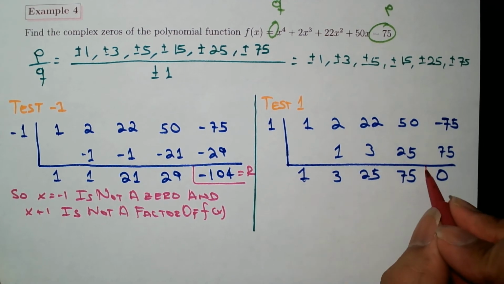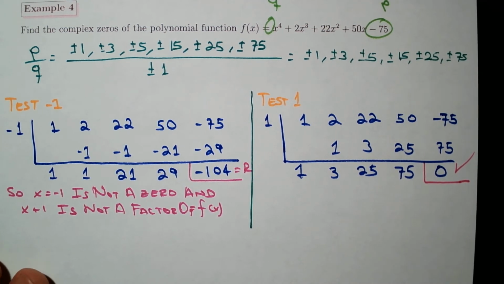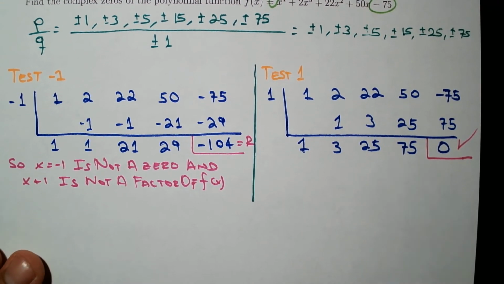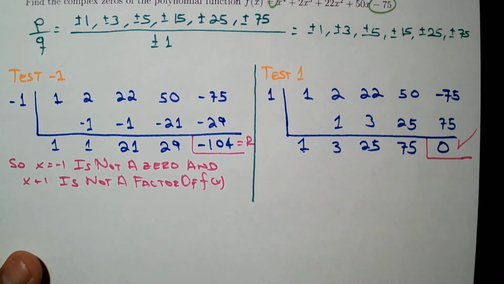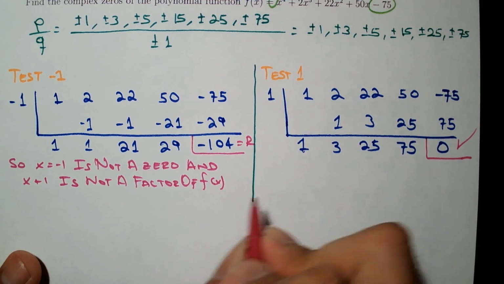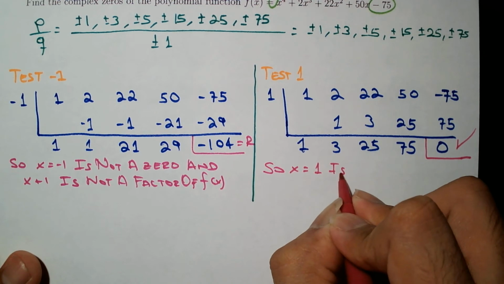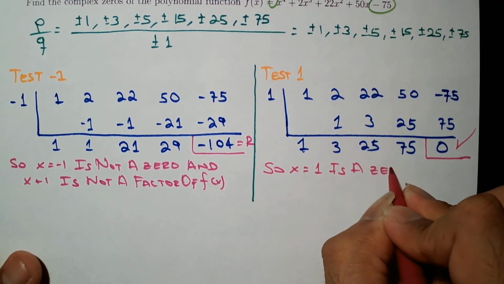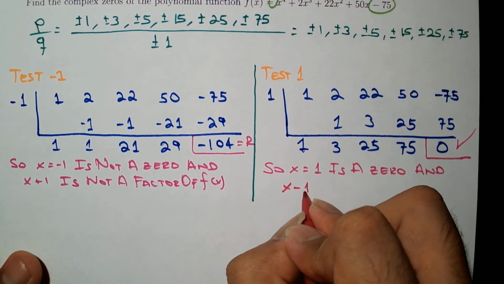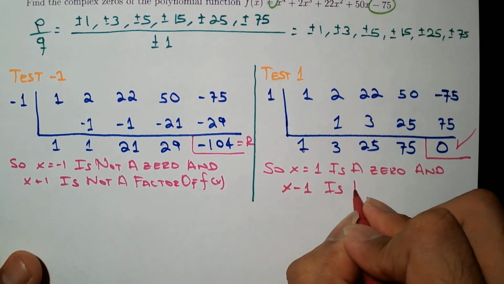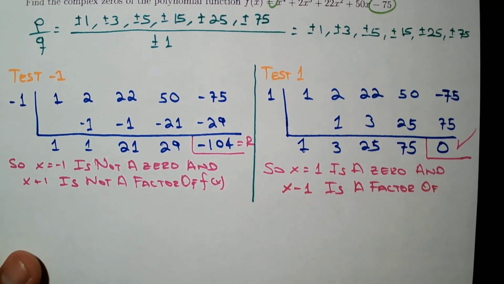So we didn't have to go through too many zeros. In this case, because just testing the second zero gave us the first zero. So x equals 1 is a 0. And consequently, x minus 1 is a factor of f of x.